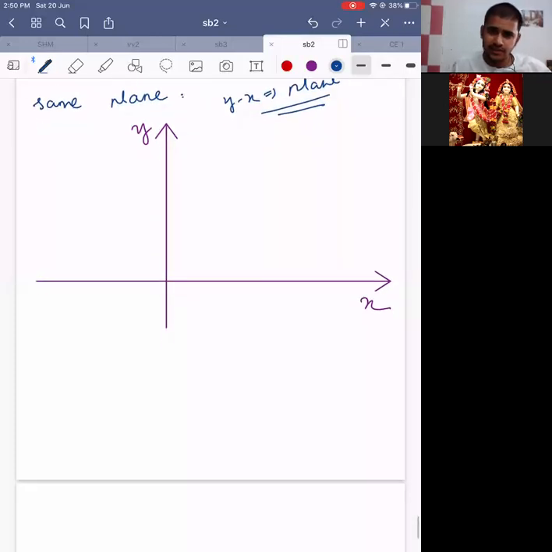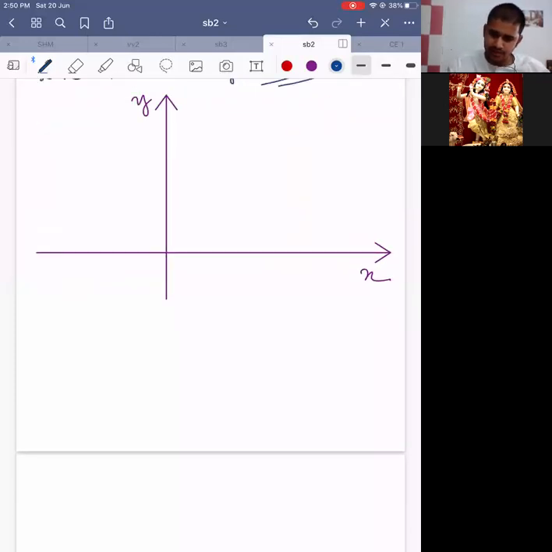Instead of y-x, there is one more plane, which is... I will send the recorded lecture in the group. Don't worry. First concentrate on the class.